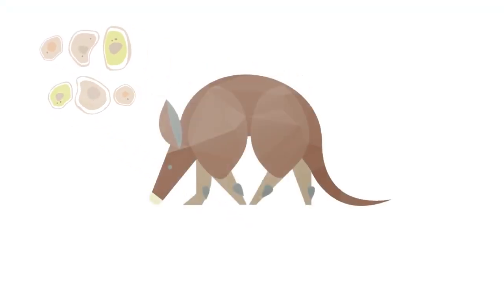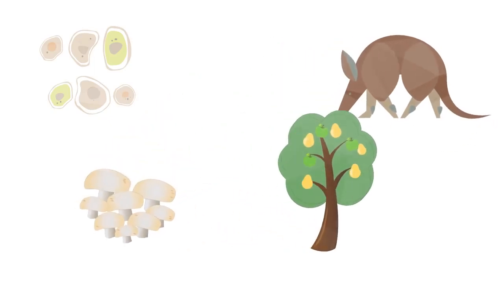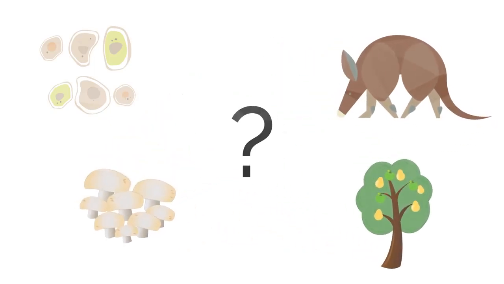From amoebas to aardvarks and fungus to fruit trees, what does it mean to classify organisms? Why do we do it, and how is it done?